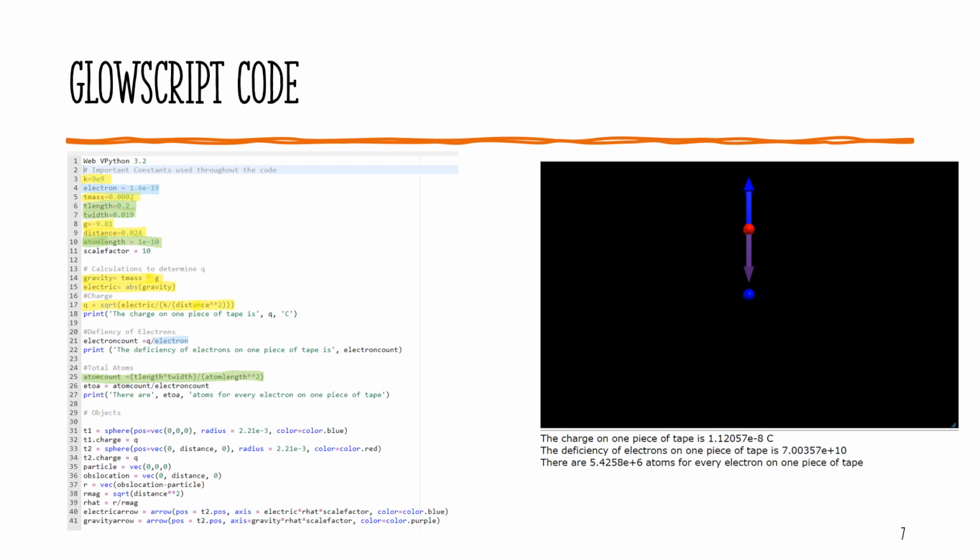I then used the charge on one piece of tape that I had just found and divided by the charge of an electron to find the deficiency of electrons on the one piece of tape. Then I found the total atoms by multiplying the length of the tape times the width and dividing by the atom length times 2. And then I took this amount and divided by the electron count, which then gave me the ratio for every electron on one piece of tape.